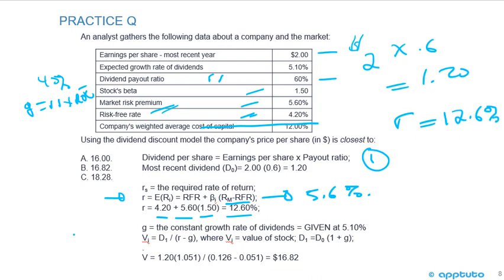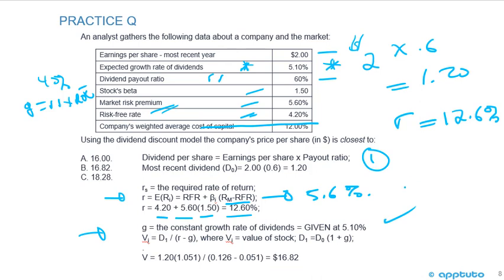And then finally, G. Wait a minute, they've given us the expected growth rate of dividends. Anyhow, G equals retention rate times ROE. You can see all the different subcalculations that we could sometimes make, but in this case, they're giving us the G at 5.10%. So now we can do our calculation. D1, we're going to have to grow our dividend.